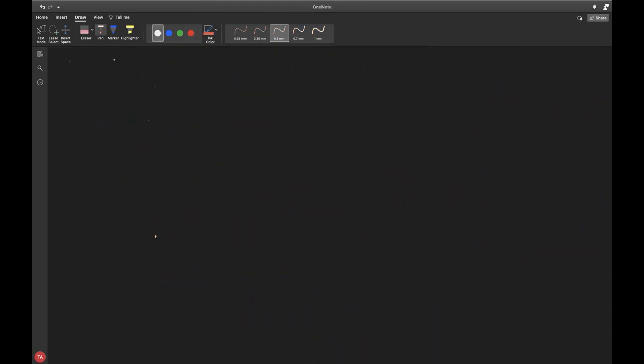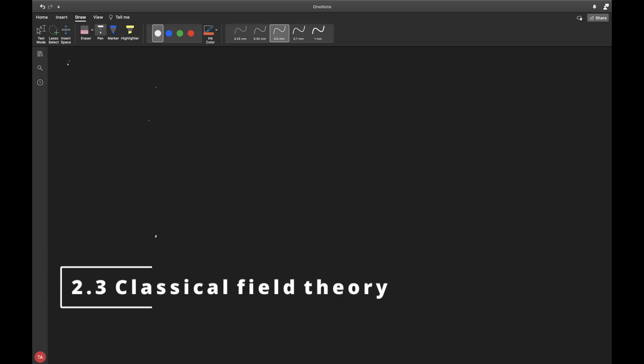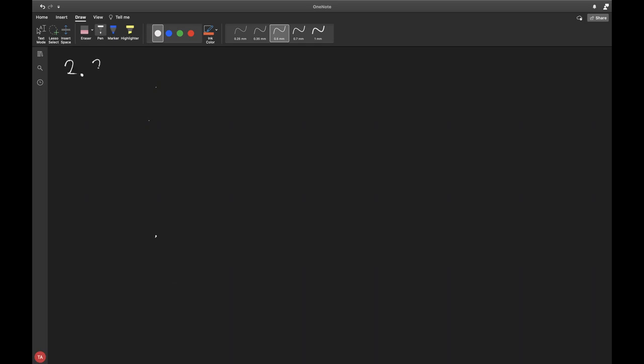The next big step in our journey is to introduce classical fields. So 2.3 will be classical field theory.